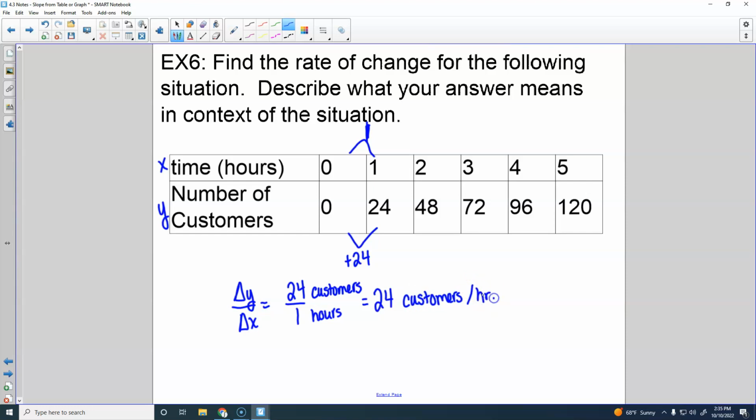per hour. So I said your answer needs to be a sentence for this because it says describe what your answer means in context of the situation. So who can tell me a sentence for this? Evan? 24 customers come in every hour. Okay, so I'm going to say in a store, 24 customers come in every hour.